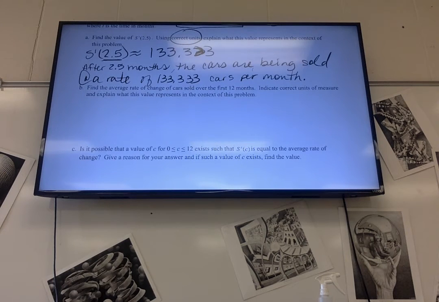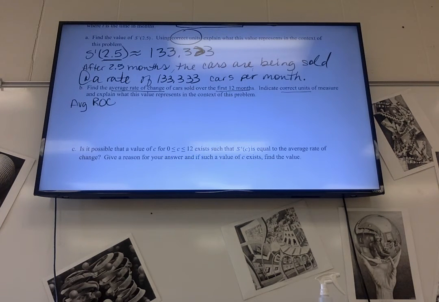Okay, B. Find the average rate of change of cars sold over the first 12 months. Indicate correct units of measure and explain what this value represents. No, it's average rate of change, which is different than derivative. Derivative is instantaneous rate of change.